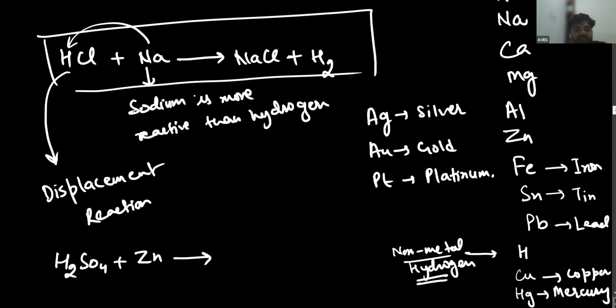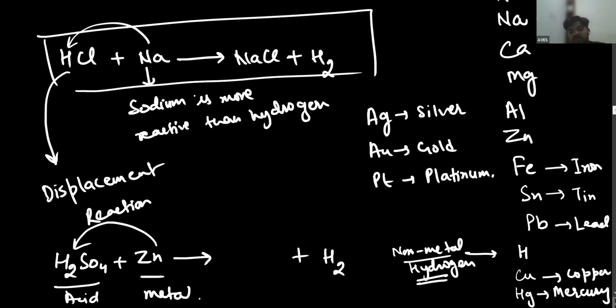Moving towards this, when zinc reacts with dilute sulfuric acid, it will simply displace the hydrogen and form zinc sulfate plus hydrogen gas. This is acid. This is metal. The general equation is that they form salt plus hydrogen gas. Got it? Simple: zinc will displace and form zinc sulfate, ZnSO4.